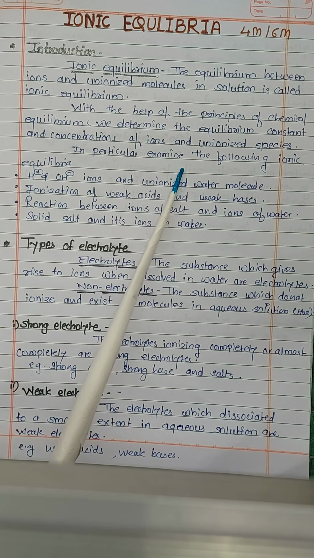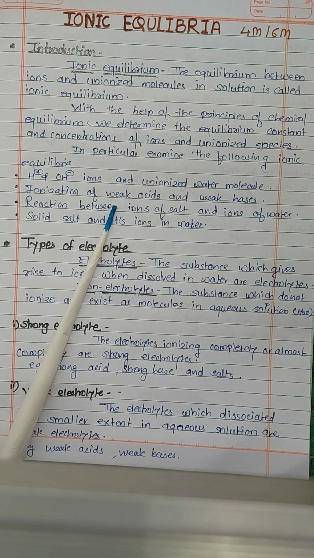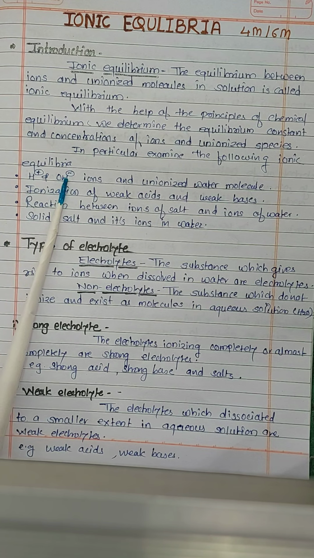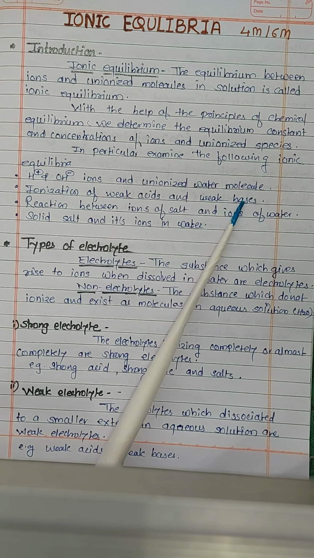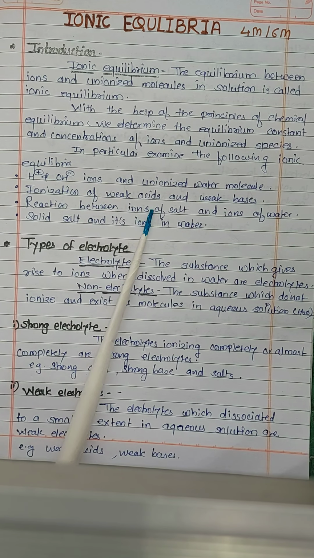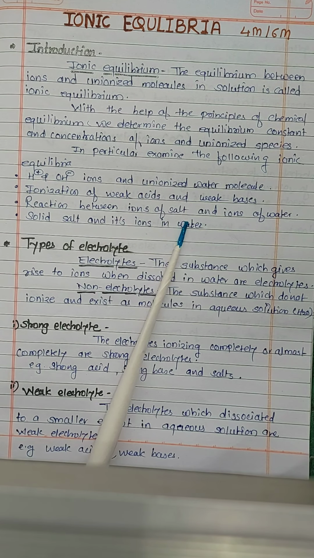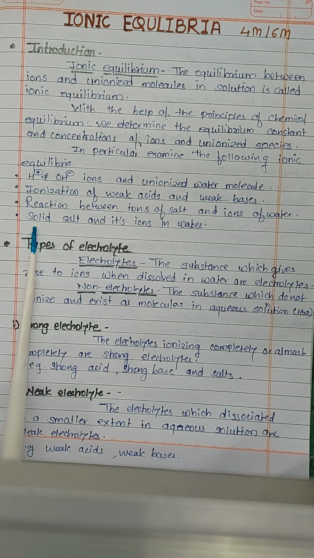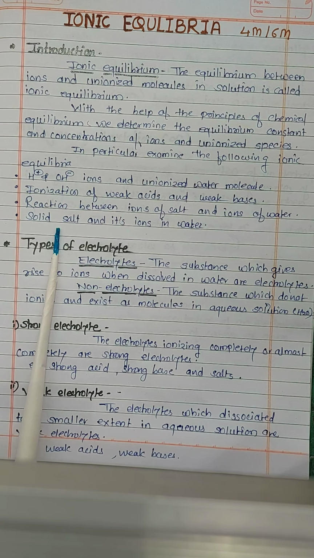In particular, examine the following ionic equilibria. The equilibria between H plus ions, OH minus ions and unionized water molecule. Ionization of weak acids and weak bases. Reaction between ions of salt and ions of water. And the last one is the solid salt and its own ions in water. This is the formation of ionic equilibria.